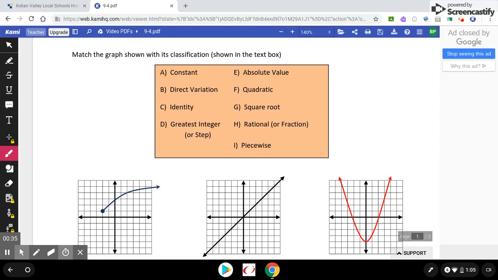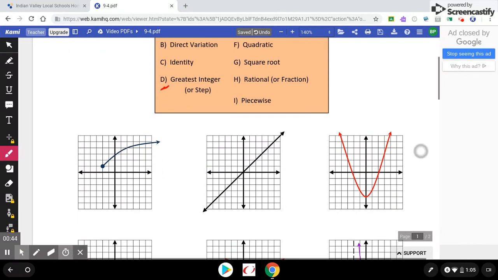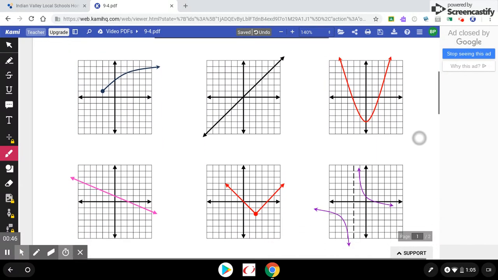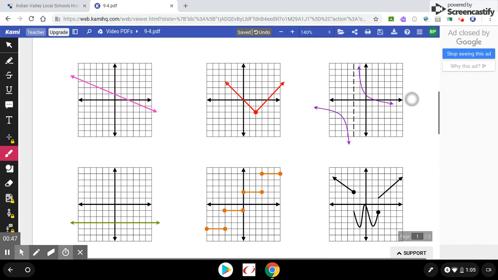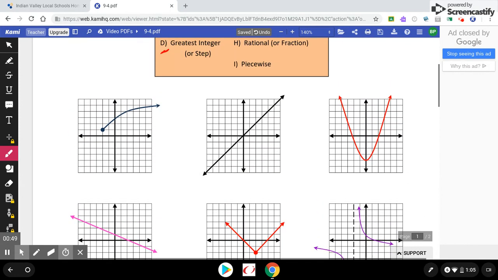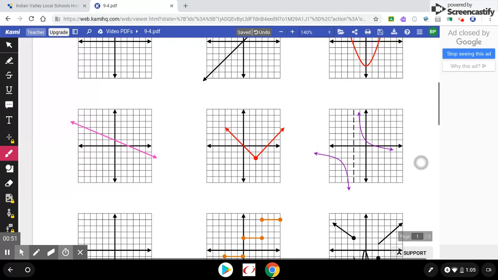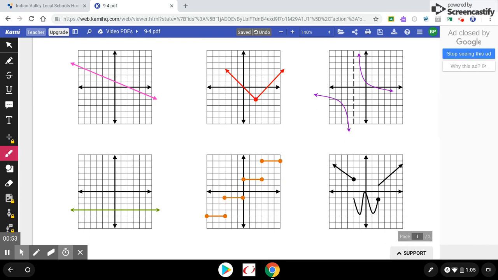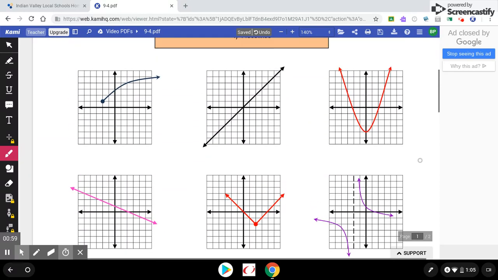And I think you guys hopefully would agree with me that the greatest integer function is the easiest because it's also called the step function, and all you're looking for is a set of steps. I don't see a set of steps. I don't see a set of steps. Looky here. I see a set of steps. So I forgot which one it is already. So that's D. So right here, this guy, D. So matching that up, greatest integer function or step function.